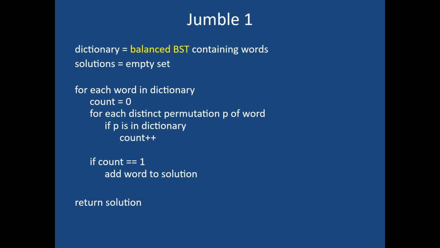So this is the first change I'm going to make. Jumble 1. I'm going to change the dictionary so instead of being a list of words, it's a balanced binary search tree of words. So in Java, that would be a TreeSet.